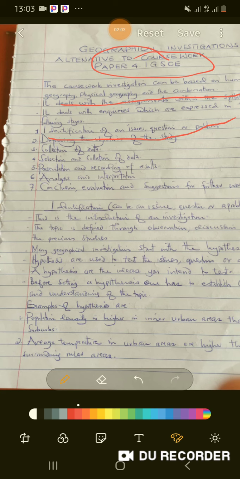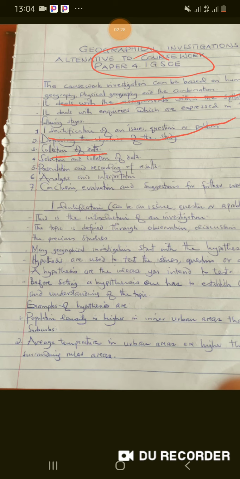After the identification of this problem, for example, why the soil itself is fertile, you define the objective of the study. Why are you trying to study? Why do you want to study the fertility of the soil? What is the aim? After identifying the objectives of that particular study, you have to see the collection of data.